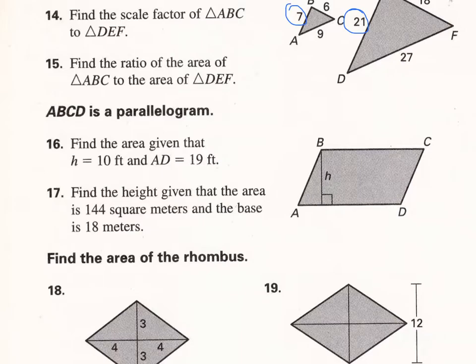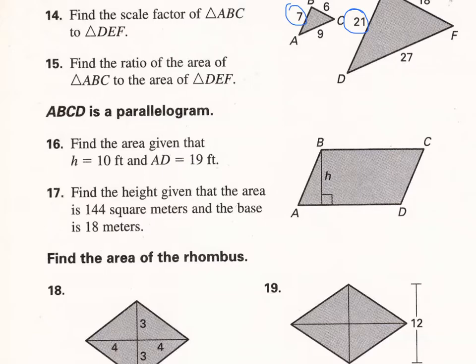Okay, 16 and 17. These are kind of similar to the questions about the triangles as far as the area. 16 wants you to find the area of this parallelogram if the height is 10 and the AD down here, this base, is 19 feet. You need to find the area. I would use area equals base times height, but that's just me.